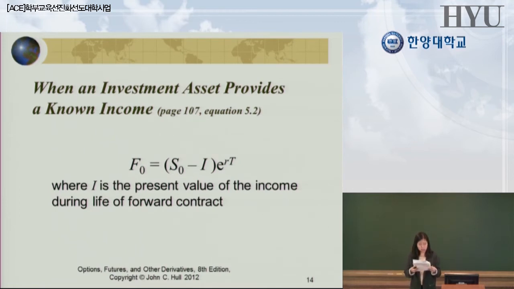In this section, we consider a forward contract on an investment asset that will provide a perfectly predictable cash income to the holder. Examples are stocks paying known dividends and coupon-bearing bonds. When an investment asset provides a known income, F0 equals S0 minus I multiplied by the interest rate, and I is the present value of income during the life of the forward contract.